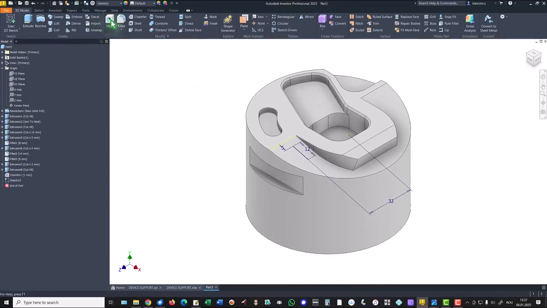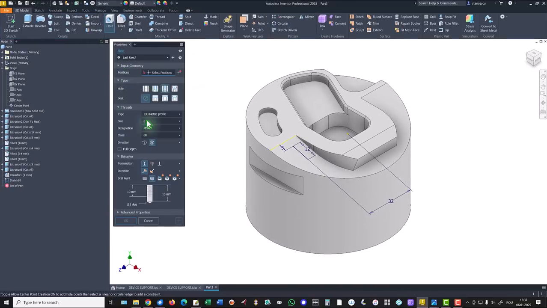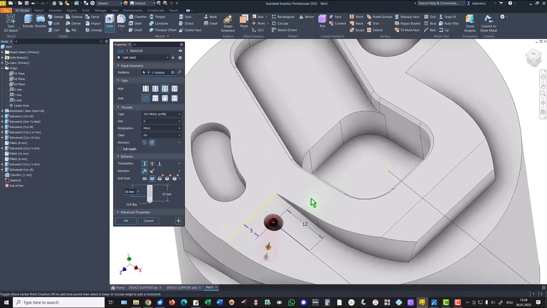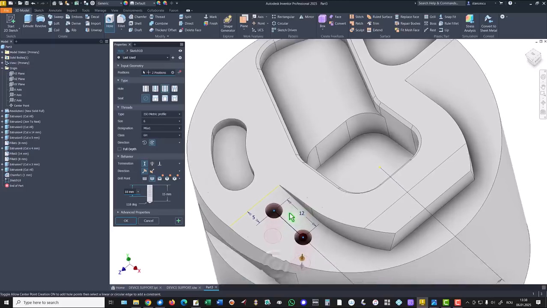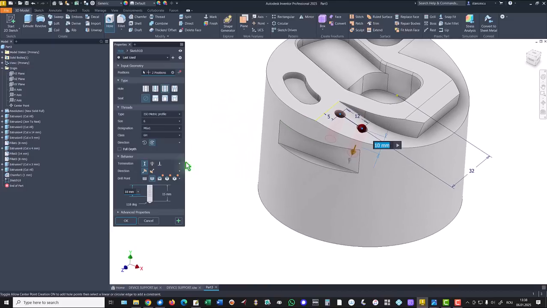We apply hole, and you see it is everything selected. This is thread, this is isometric profile, size is 6, not full depth 10, and 15. Where to apply this? To apply at this end of the line and to apply also to the other end of the line. Okay.